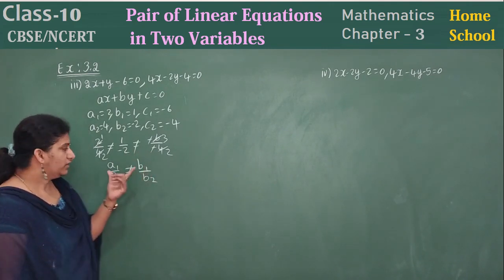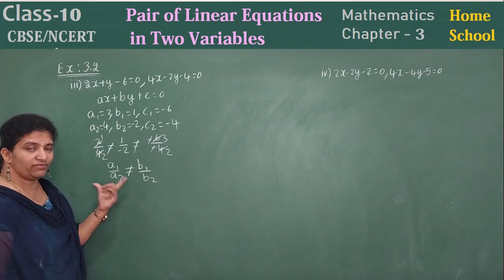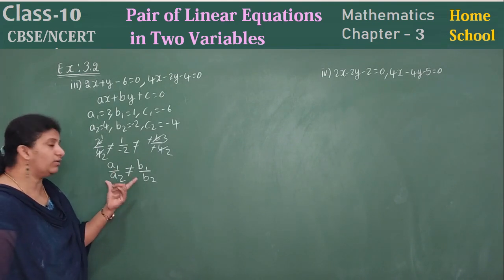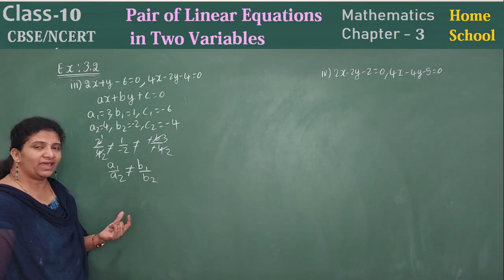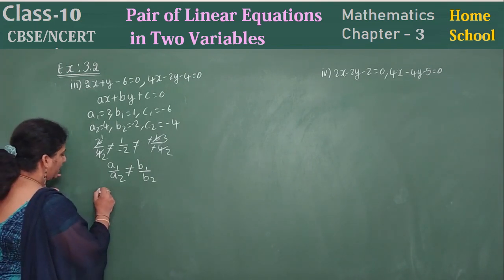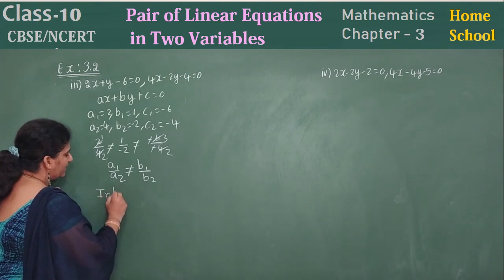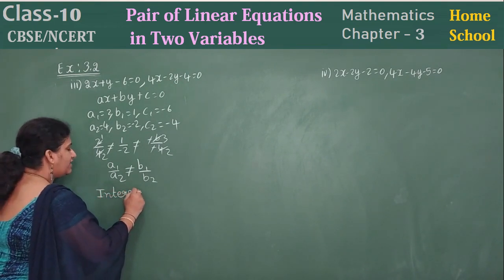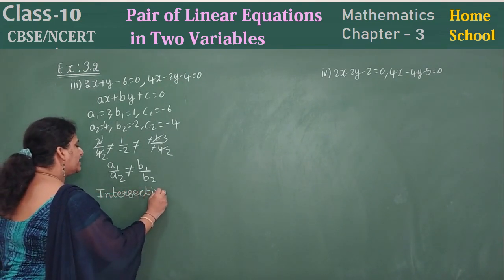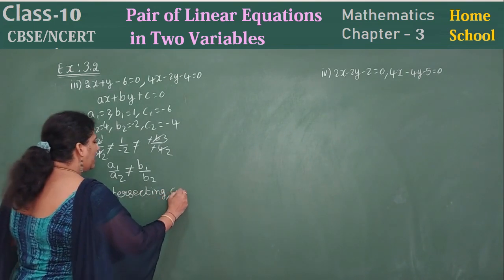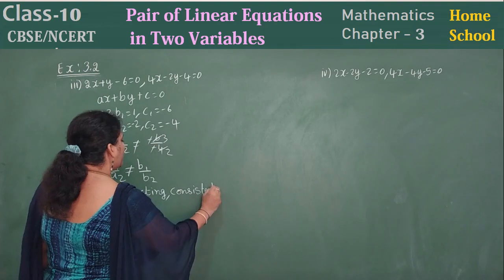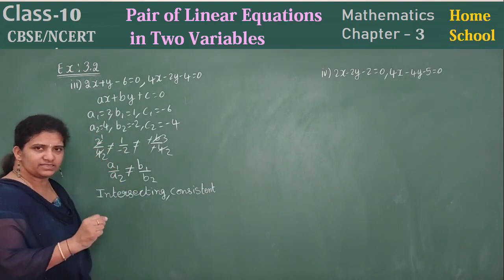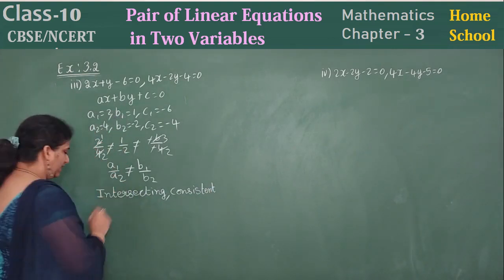Not bothered. So now if a1 by a2 is not equal to b1 by b2, then what can you say? Therefore, the pair of linear equations are intersecting. Therefore, the lines are intersecting. If they are intersecting, what can you say? They are consistent. So, what is the given main heading, children? If they are consistent, show graphically.